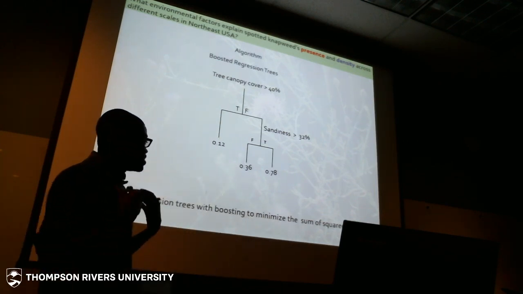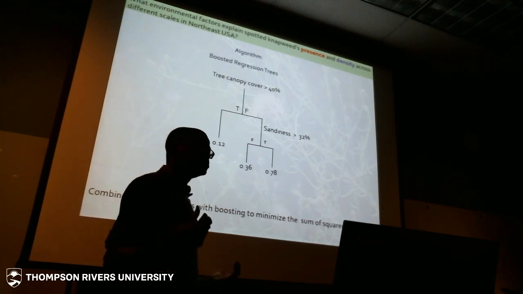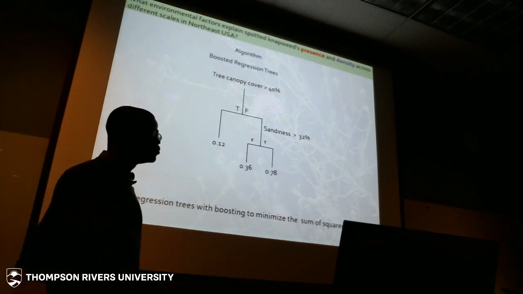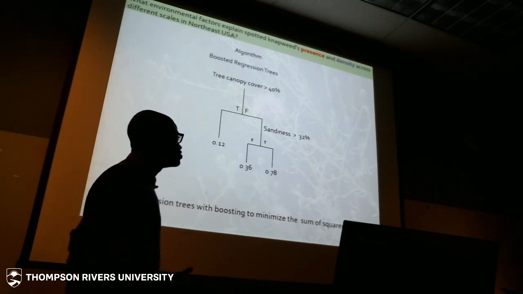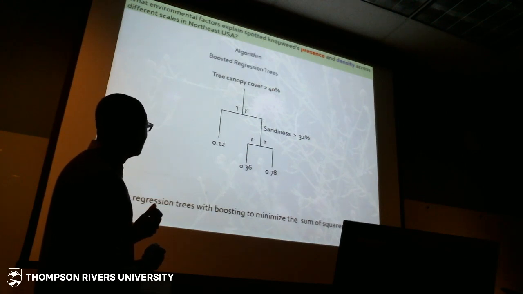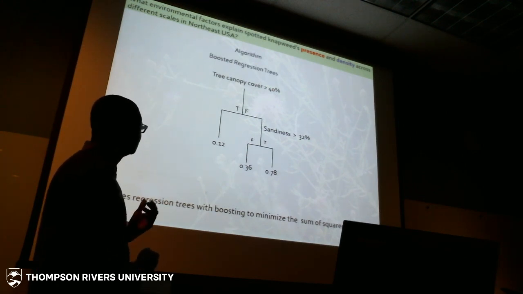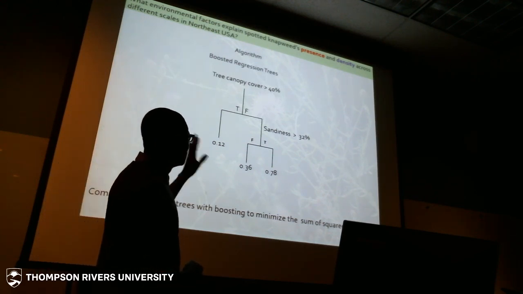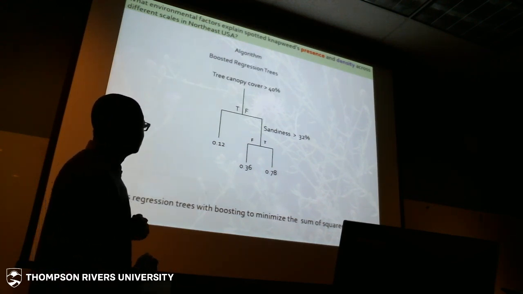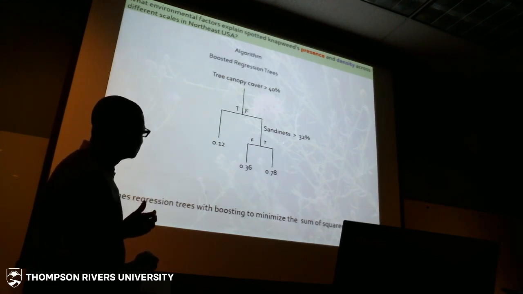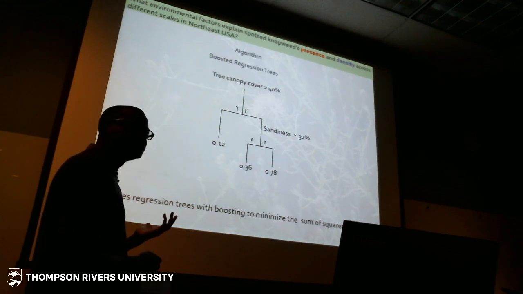Classical regression trees have been used for a long time. And basically what they do is split your data into two groups based on some decisions. In this case, the decision is whether tree cover is greater than 40%, whether it's true or false. This is not real data. And whether it's true or false, the data is then split. And then again, at this point, another decision is made: whether sandiness is greater than 32%.